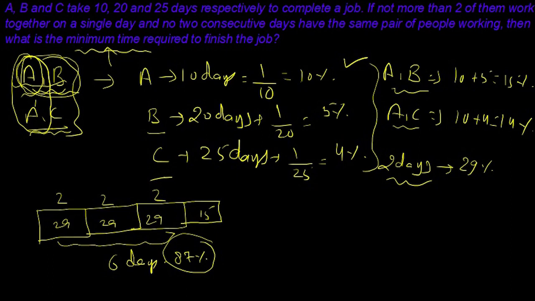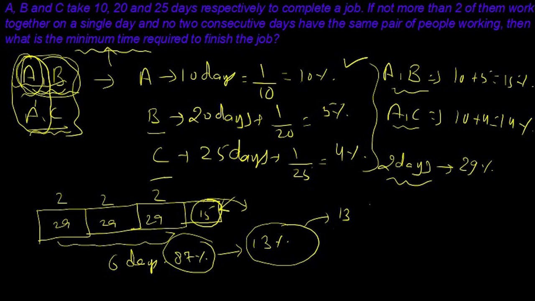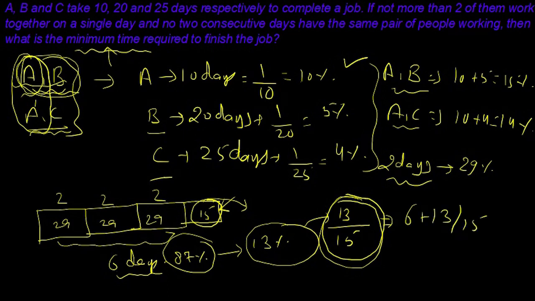Because in 6 days 87% is completed, 13% of the remaining work should be completed on the seventh day. On the seventh day, 15% work can be completed. So what part of a day should be there? If you want 13% and 15% is the total capacity, then 13 by 15 part of a day is needed to complete that work. So 6 integer days are required, and 13 by 15 is a fraction of a day. So the total days required is 6 and 13 by 15.